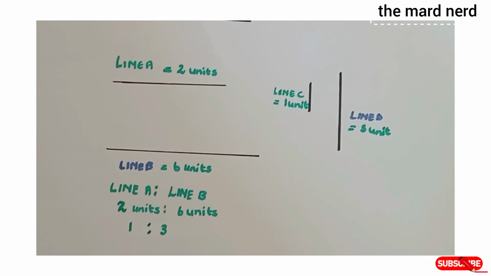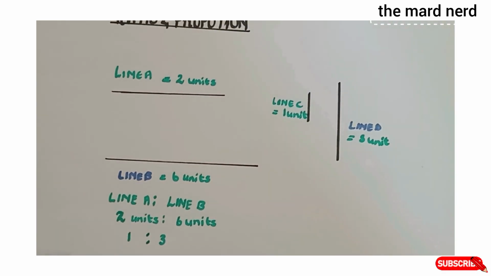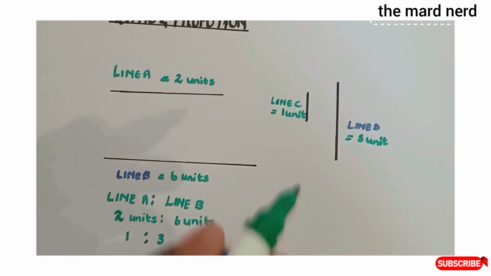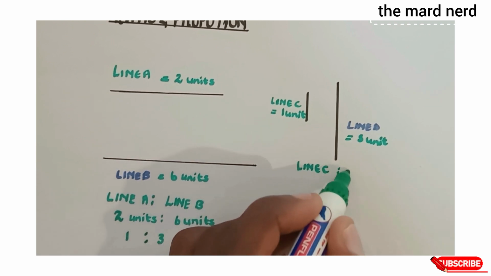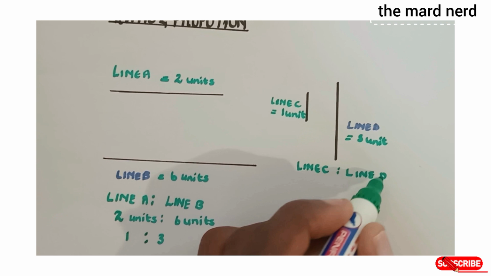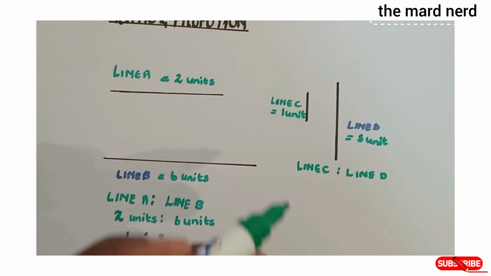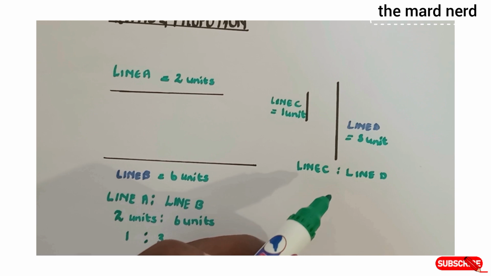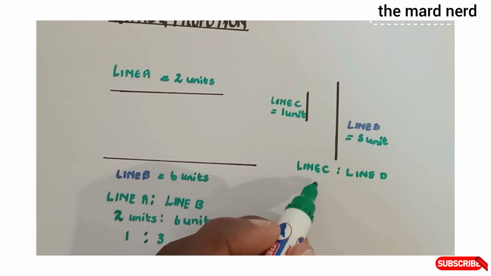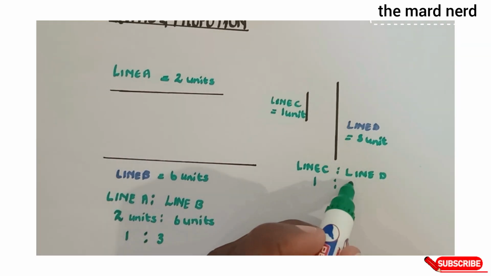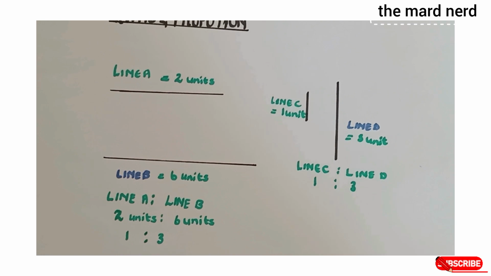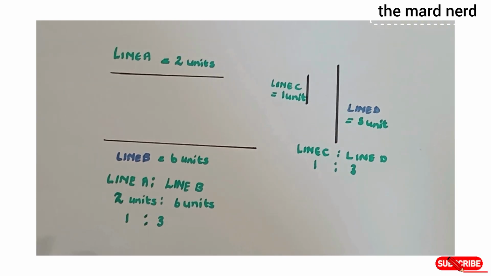And then for the ratio of line C to line D, we can go further and say line C here is to line D. When we represent line C with its unit, we get 1 unit, and then line D we can represent with a 3 here. Now we can simply see that the ratio of line A to line B is in the same proportion as the ratio of line C to line D.